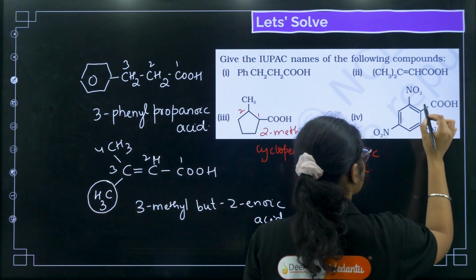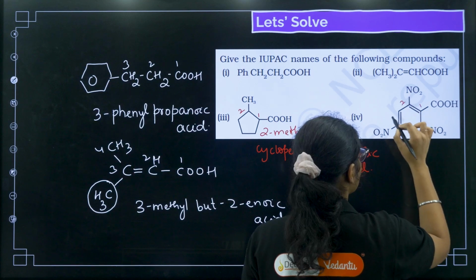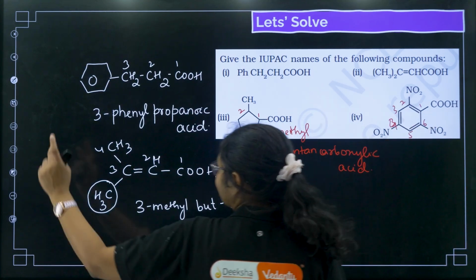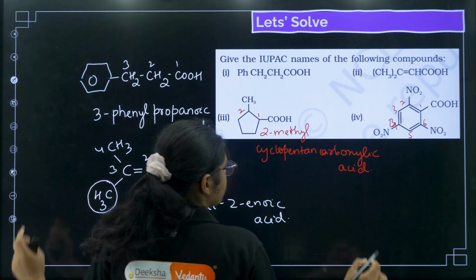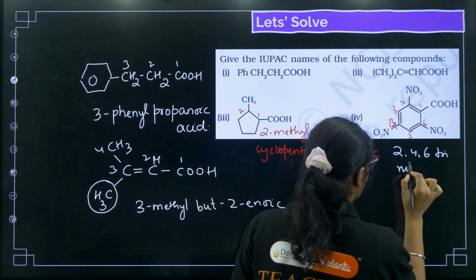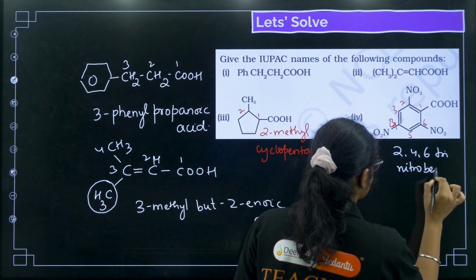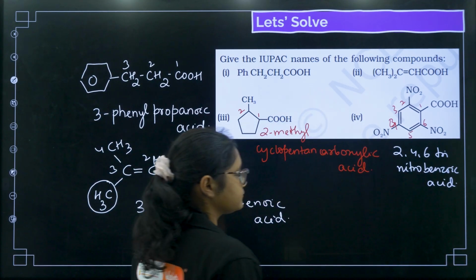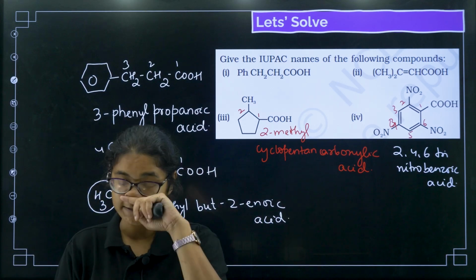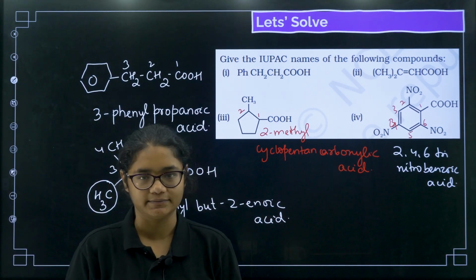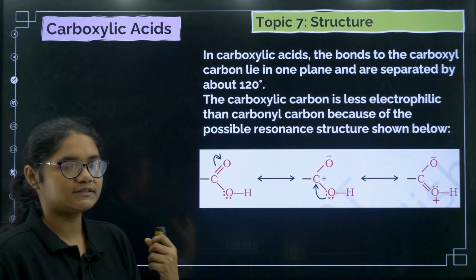Next, coming to this one, we have 3, 4, 5 and 6, right? So we have 2, 4, 6. So you can write it as 2,4,6-trinitrobenzoic acid. Okay, these questions are given in your NCERT book, so definitely practice these nomenclature questions. Okay, fine.